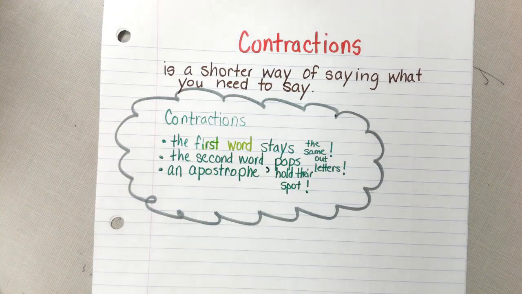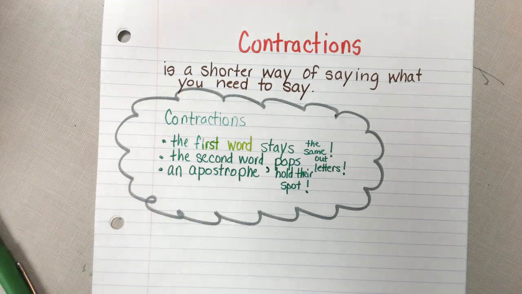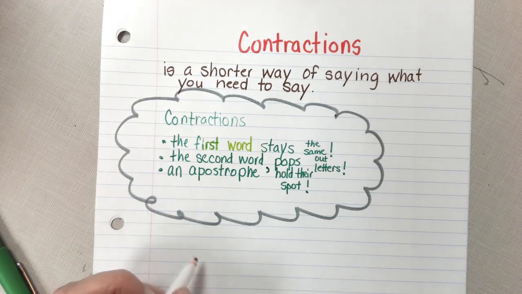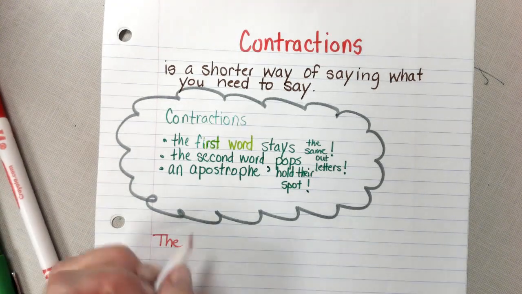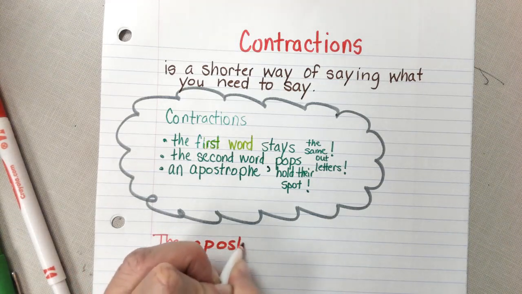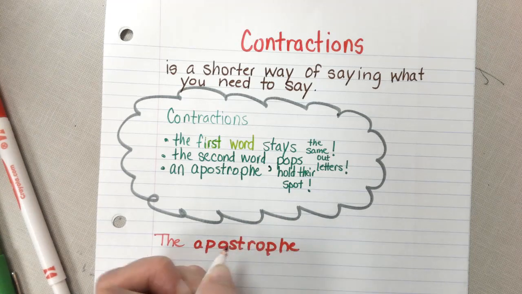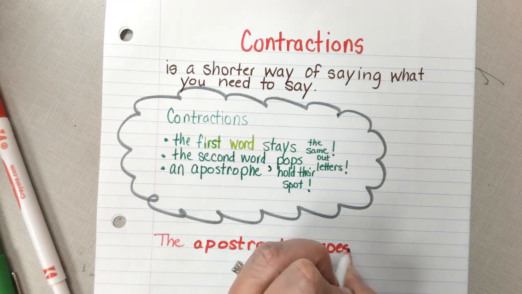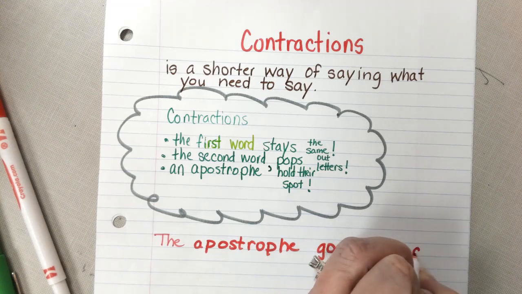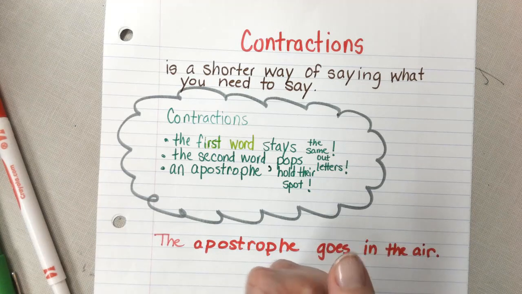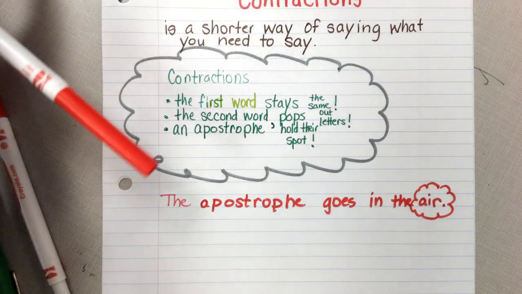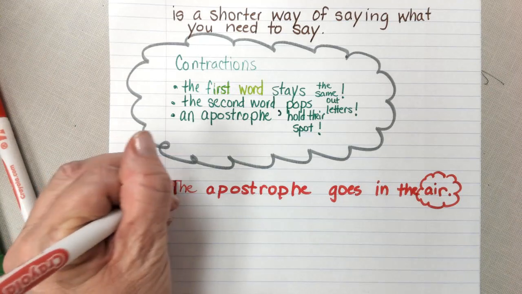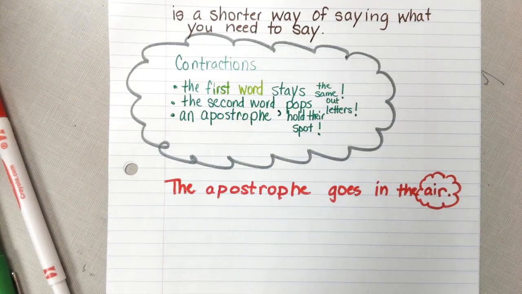Now I just want you to remember that an apostrophe is in the air. It's not like a comma. It doesn't go on the line. It goes in the air. All right. Just like that. Make that a little bit easier.